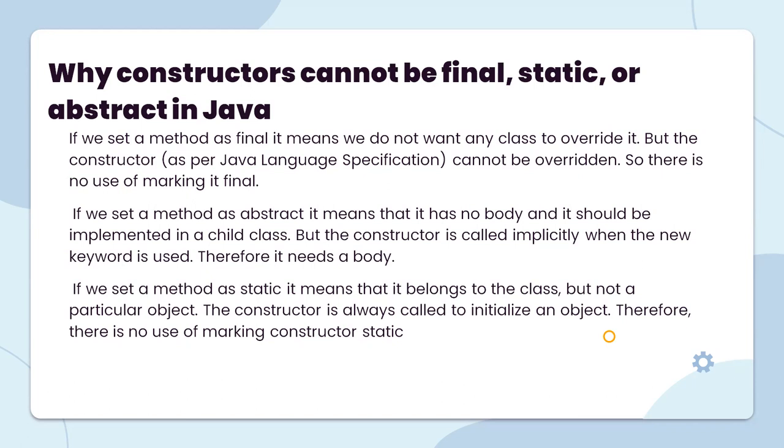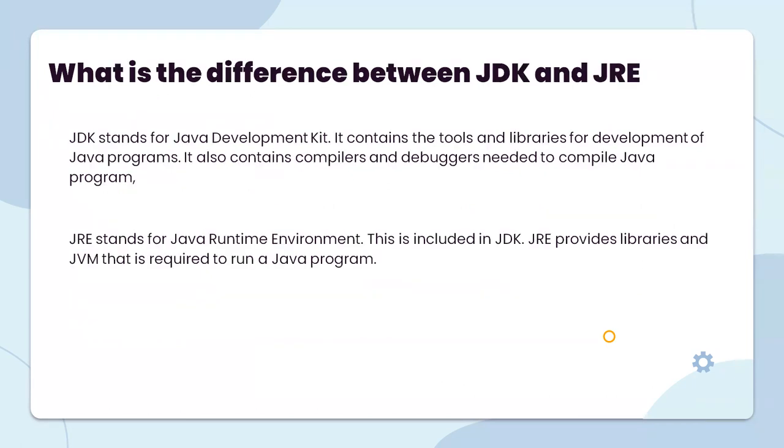If we set a method as static, it means that it belongs to a class but not a particular object. Constructors are used for objects. That's why a constructor cannot be static.